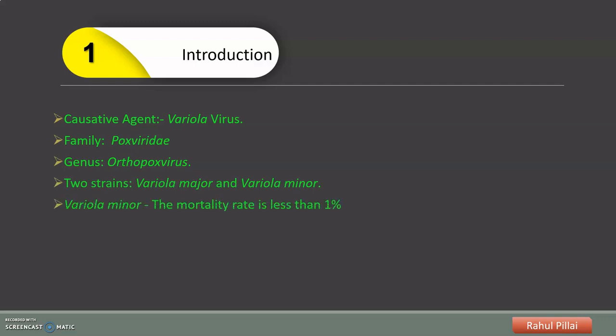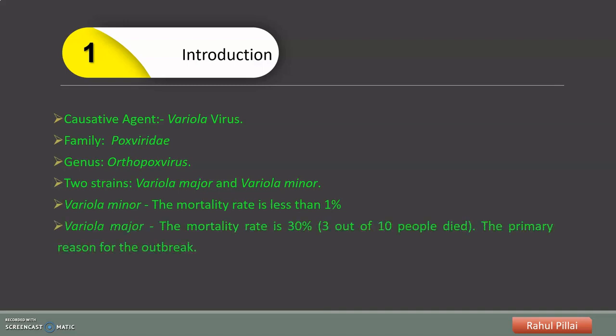Variola minor has a mortality rate of less than 1%. However, variola major has a mortality rate of 30%, meaning 3 out of 10 people who contracted the disease died. This strain was the primary reason for the outbreaks that have occurred throughout the history.